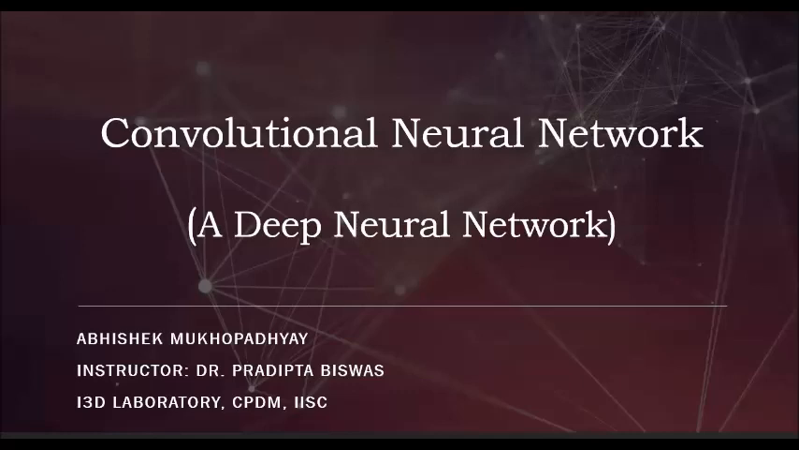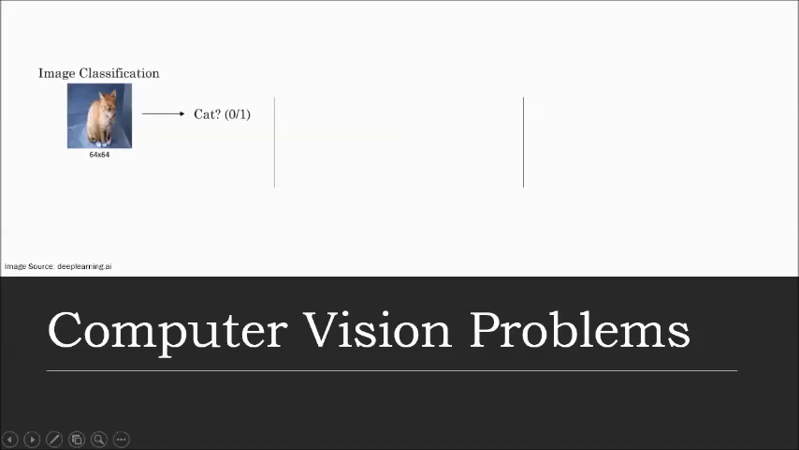Before going to the main topic, let's discuss a few basic steps, where it can be applied and what difficulties were there in the previous technology, and then why the convolutional neural network was introduced and how it can be used. If we look at the basic problems in computer vision, there are multiple problems, but if we pick a few interesting ones, one is the image classification problem.